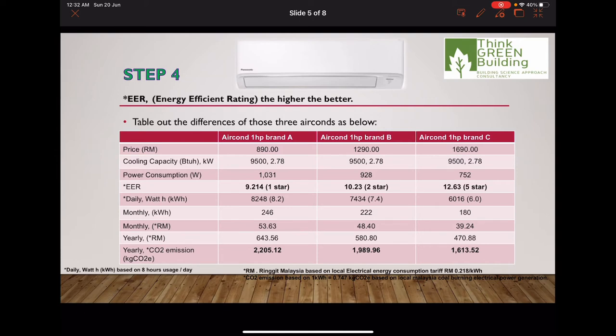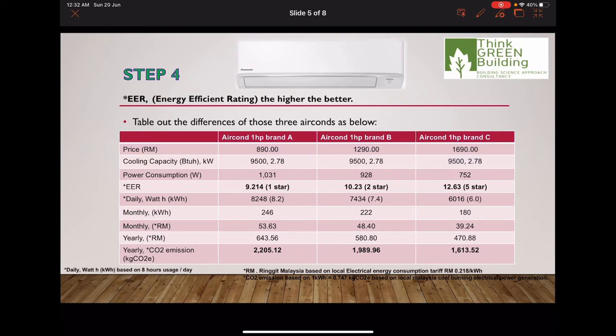For example, the daily watt hour, or in kilowatt hour, we can get the data based on this. For example, I did it based on 8 hours usage, because usually we use aircon for 8 hours per day. Maybe you use less or more than that. So in this case, let's say you use 8 hours, so per watt, times by 8. For this one, the daily watt hour will be 8,248, while in kilowatt it is 8.2. The others have lesser kilowatt hour consumption per day because of the lesser power consumption of that kind of air conditioner.